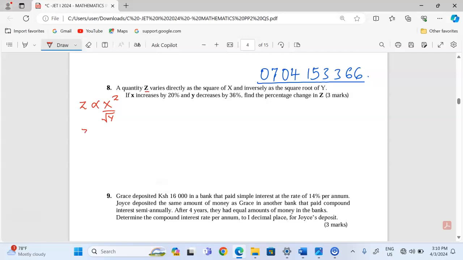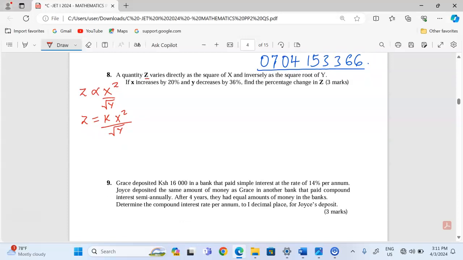So we can have z being equal to, we introduce an equal sign, then a constant of proportionality. You can call it k, multiplied by x squared, divided by the square root of y. So that is how generally they are connected. Now we can go to the percentage changes.